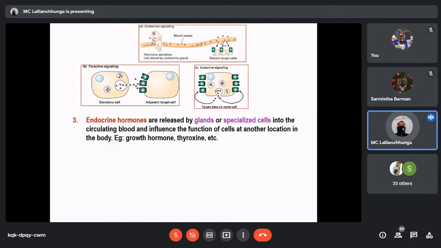So endocrine hormones are released by glands of specialized cells into the circulating blood. Endocrine hormones are produced by the endocrine cells into the circulation and influence the function of cells at another location in the body. Growth hormone, thyroxine, etc. So many hormones are there. Did you get my point or not? What is neurotransmitter? What are neurohormones? And what are the endocrine hormones or hormones? Any question?